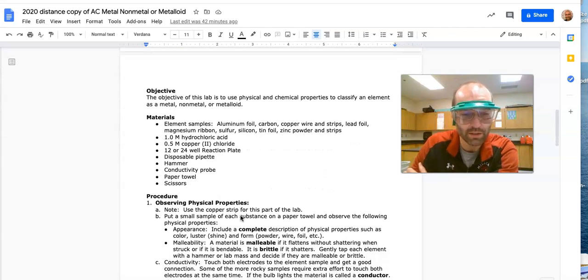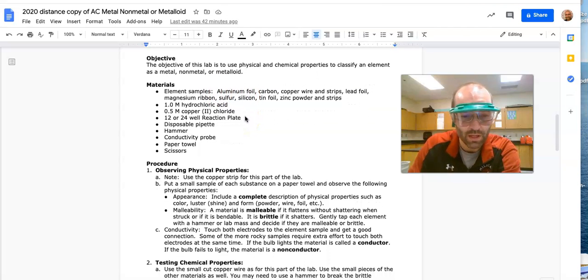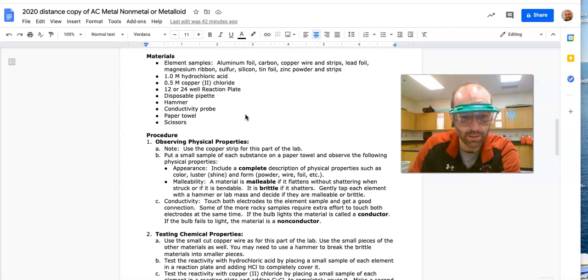Again, the objective is written there. The materials that we're going to be using and working with, the elements that we're going to be testing are listed up here, as well as some of the other chemicals and materials.